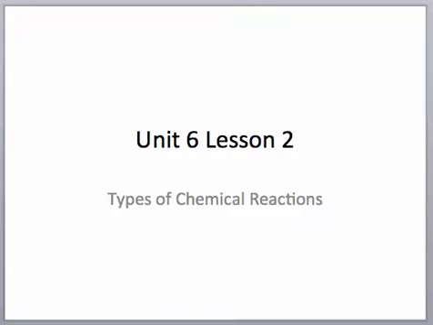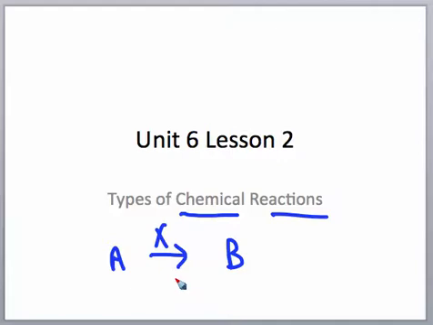Alright, let's start taking a look at the different types of chemical reactions in this unit. So we've talked about the structure of a chemical reaction, in other words, reactants going to products. If you have a catalyst, the catalyst would be written over the arrow. So what we want to do is start looking at individual types of reactions.